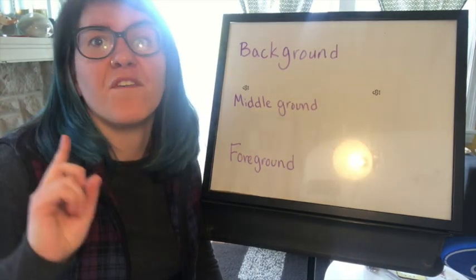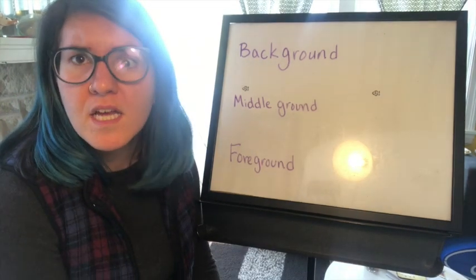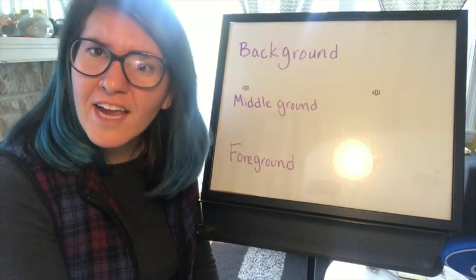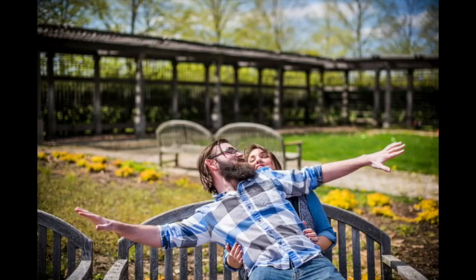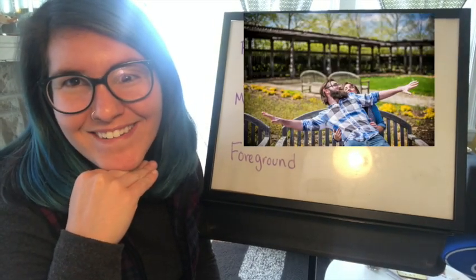Let's look at the foreground. That's the front. What do you see in the foreground of that picture? Let's look at it again. What's in the foreground? That's right. Miss Collier's beautiful face is in the foreground.